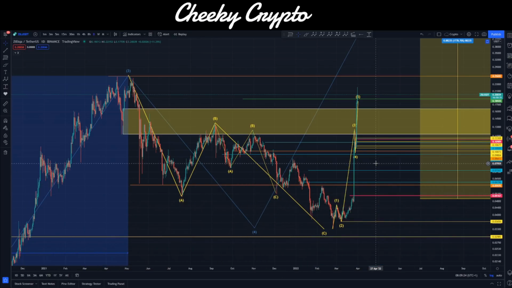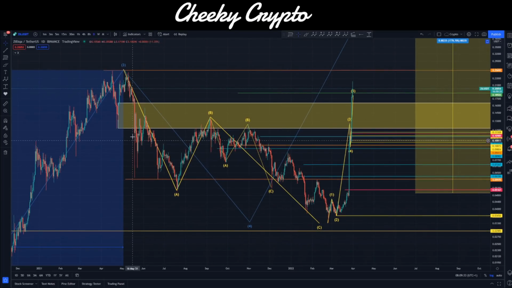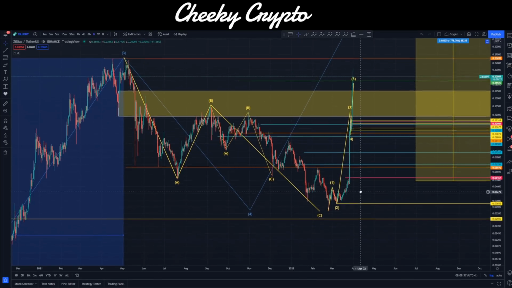Right, let's jump on down into Zilliqa here and see what's been going on. Right, so obviously I'm just on the daily chart and we are paired up with USDT, and what I want to do is just talk you through this structure here on our daily chart before we jump down into the micro movements.